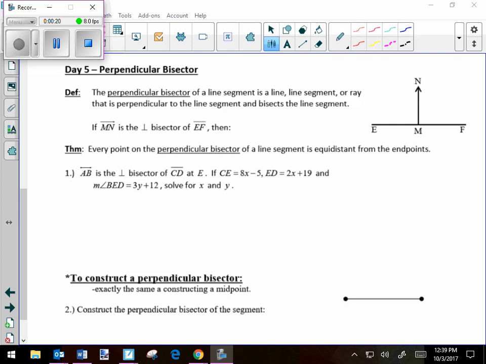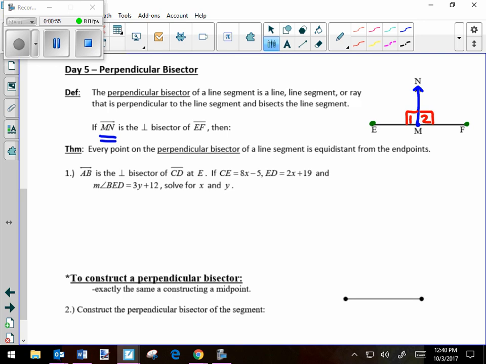So in the picture that you see here, we have a line segment that goes from E to F, and we also have a ray that starts at M and goes through point N and keeps going. Our directions in this question are saying that MN, this ray, is the perpendicular bisector of the segment that goes from E to F. What that means is we know two things. One of the things that we know is that where they intersect at point M, there will be right angles formed. So in this case, we have two right angles formed.